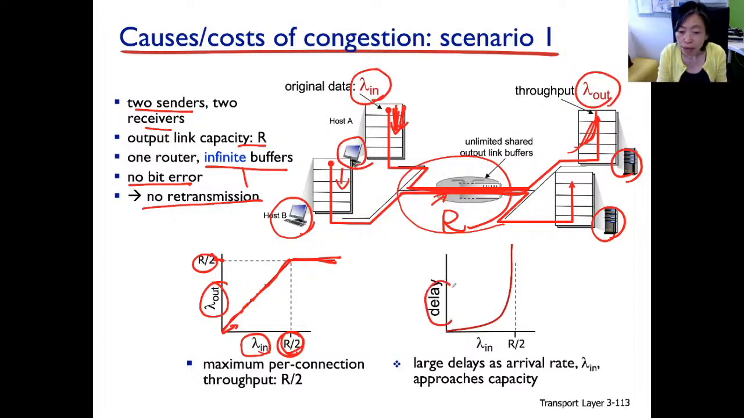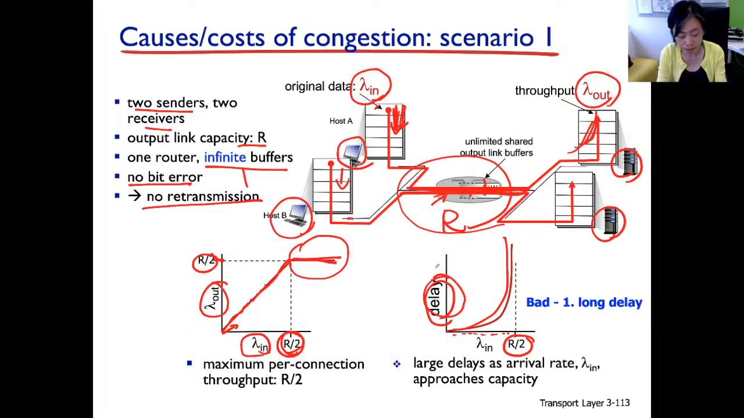Now, the delay is going to show this way, because as lambda in continues to increase and you reach half of R, it also reaches the link capacity. Because this is also half of R, this is also half of R. And so here, it's R, completely occupied. So when we approach the link capacity, the queuing delay is approaching infinity. So the first bad thing you see already: long delay, when we send a lot more data than what the network can accommodate.